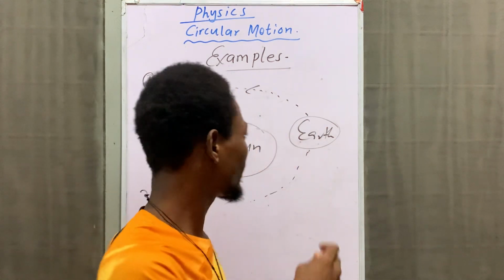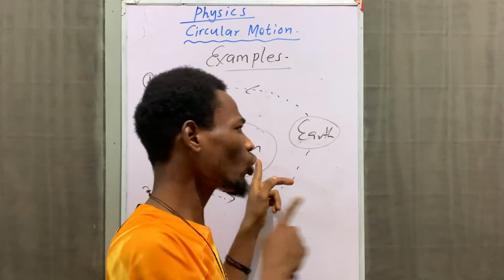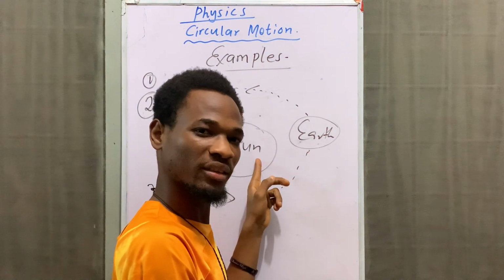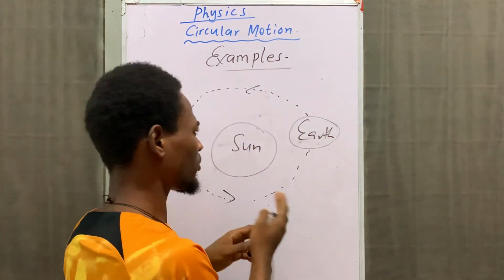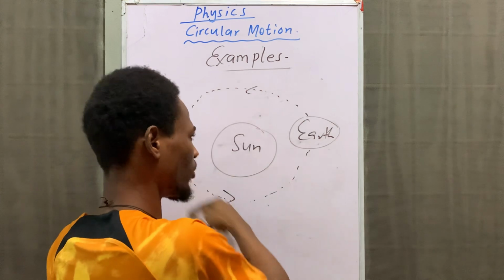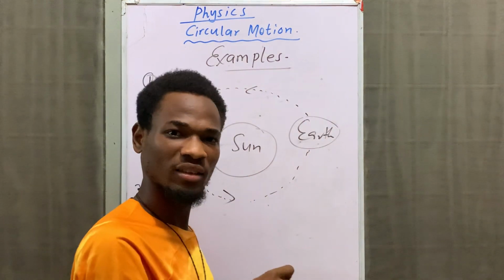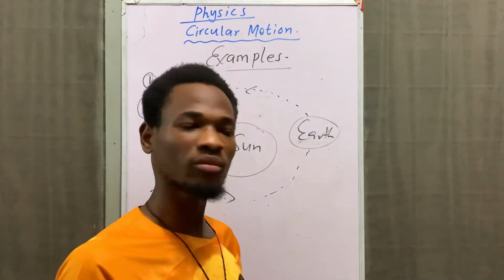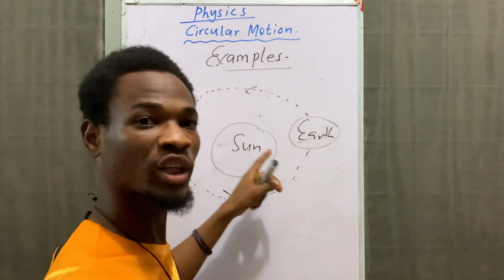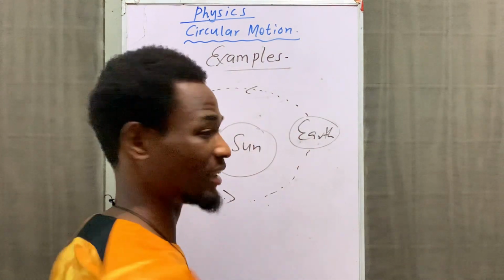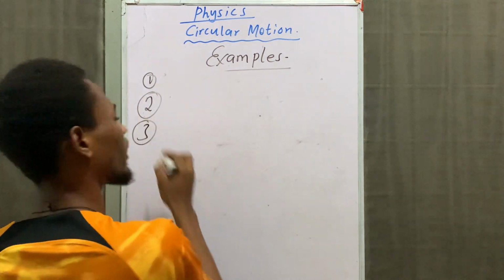And clearly here, the sun becomes the center or the axis of rotation, whereas the earth becomes the body performing the circular motion. So you can see, this is the body revolving around the center, which is the sun. So this is an example of circular motion: the rotation of the earth around the sun. That's our second example.